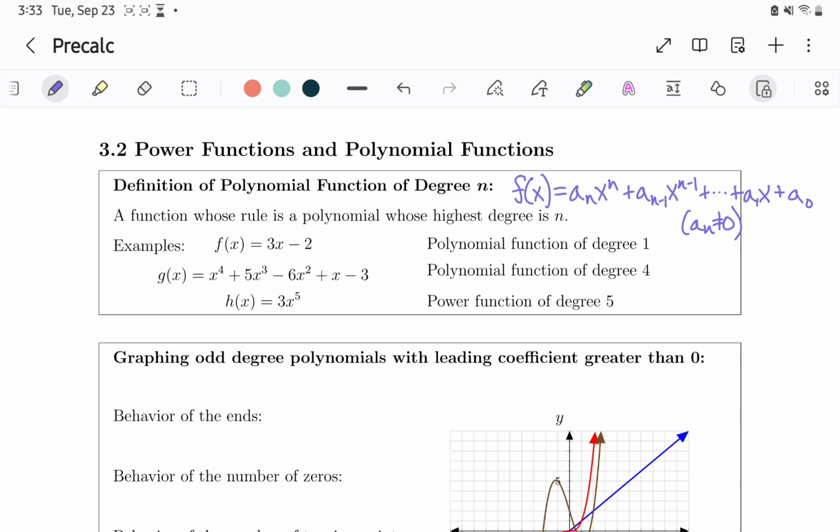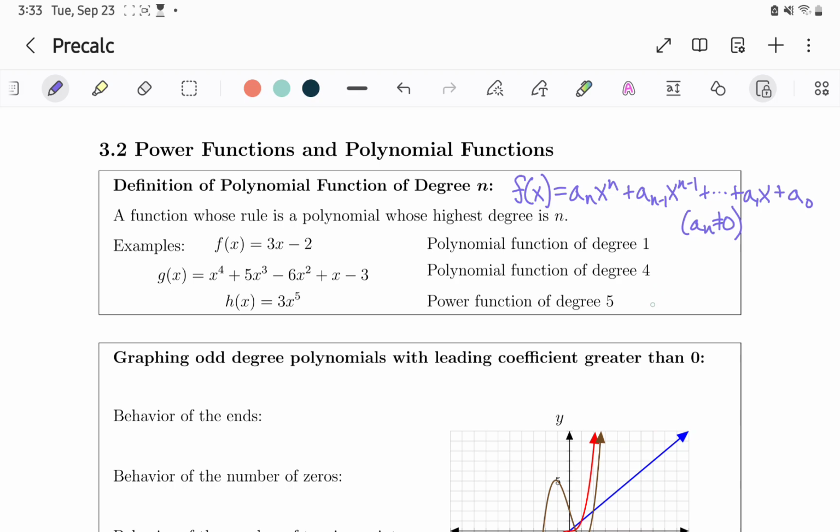All right, so some examples of polynomial functions would be f of x equals 3x minus 2. This is a polynomial function of degree 1, in other words, a linear function. Or g of x equals x to the 4 plus 5x cubed minus 6x squared plus x minus 3. This is a polynomial function of degree 4. We could have a power function. H of x equals 3 times x to the 5 is going to be a power function of degree 5.